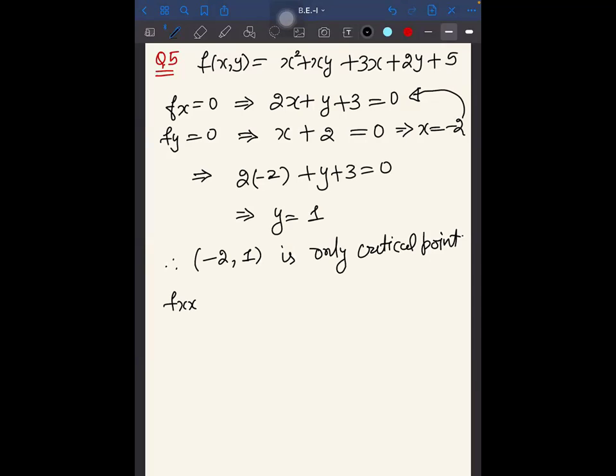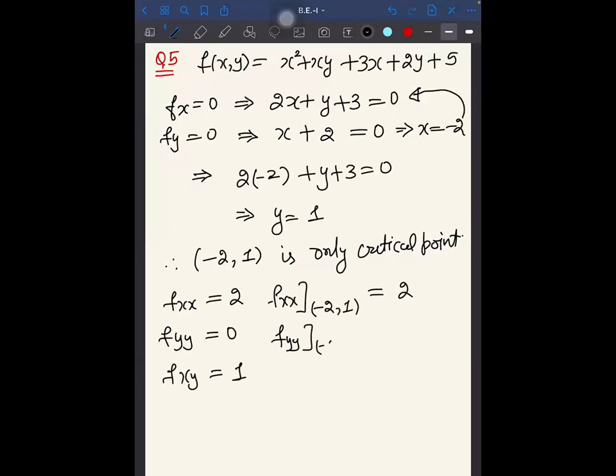Okay, so what is fxx? That is 2. Fyy is 0. Fxy is 1. So fxx at minus 2, 1 will be 2. Fyy at minus 2, 1 will be 0. And fxy at minus 2, 1 will be 1.